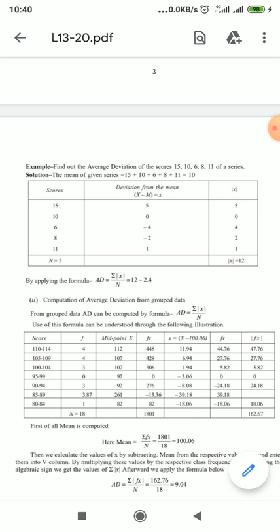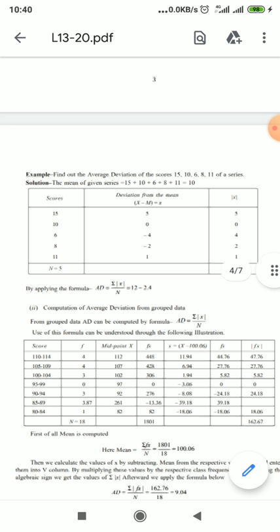After getting the value of x, you can calculate the value of fx. f is equal to 4 and the value of x is equal to 11.94. Then you get the value of fx is equal to 44.76. Similarly, you can calculate the whole data. Next, the whole data comes in positive and negative values. So by the formula of average deviation, mod fx, you can calculate the value of sigma mod fx. After calculation, finally you get the value of 162.67.